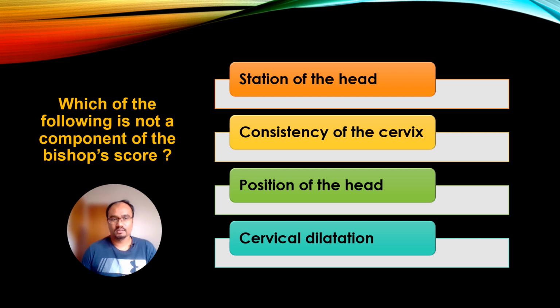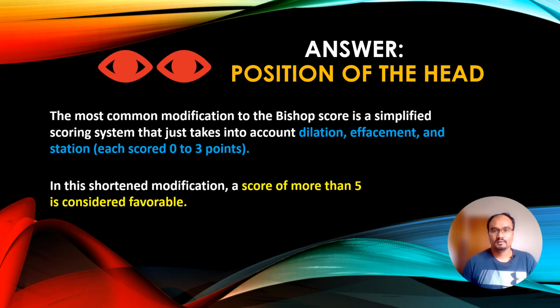Which of the following is not a component of Bishop's score? And the options are station of head, consistency of the cervix, position of the head, cervical dilation. And the correct answer is position of the head. So the most common modification to the Bishop score is a simplified scoring system that just takes into account dilation, effacement, and the station. Each is scored with 0 to 3 points. In this shortened modification, a score of more than 5 is considered favorable. So let's go to the next question.